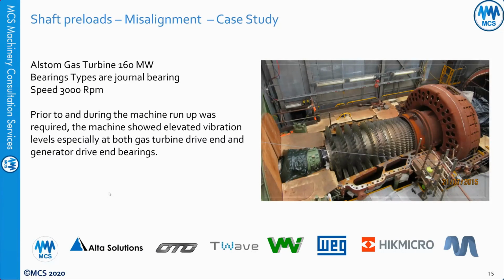This example will explain many things about the shaft preload. This was from an Alstom gas turbine, 160 megawatt, and you have a journal bearing here. As MCS, we used to do run up and coast down testing for this turbine every year as a part of the shutdown.